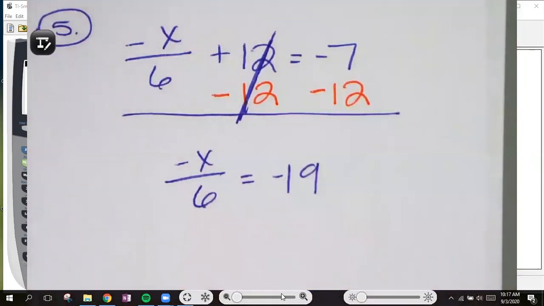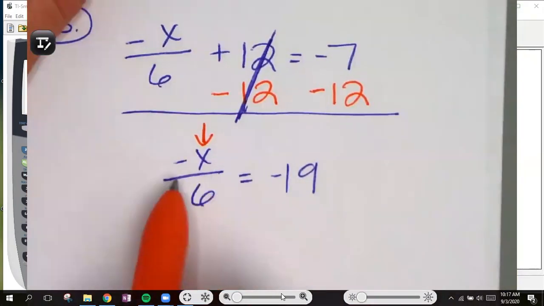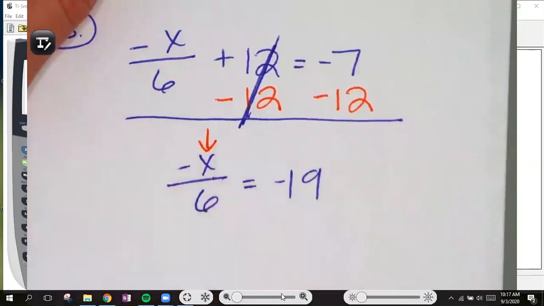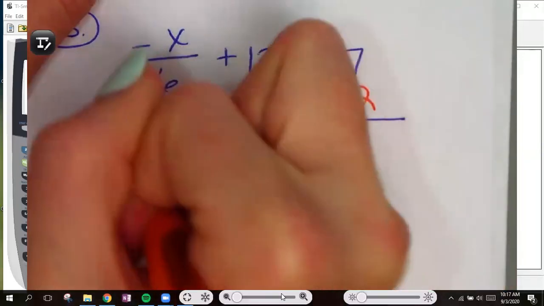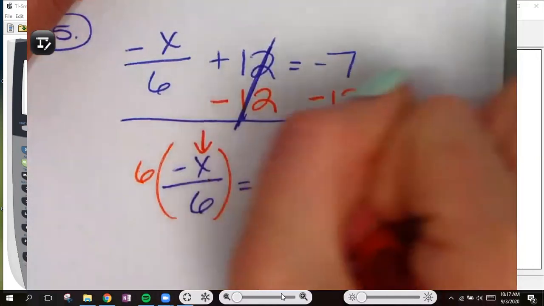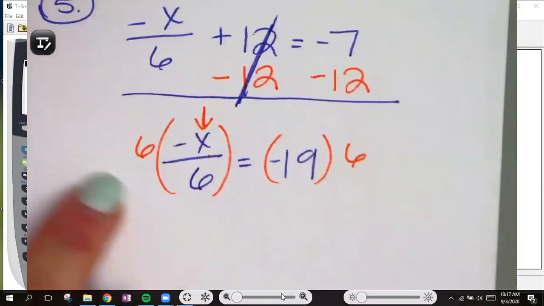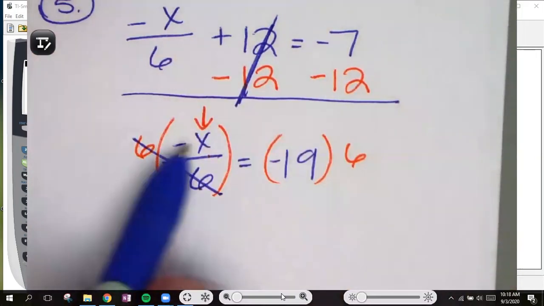I'm teaching you more of the steps than the little math involved. We're trying to get that x by itself, so I'm going to start with the term that's farthest away, which in this case is divided by 6. What is the inverse of divided by 6? Multiply by 6. I like to use parentheses. If I times 6, what do I do on the other side? Times 6. What happens to my 6's over here? They cancel. What's left? Negative x.